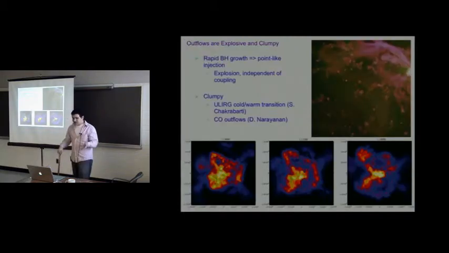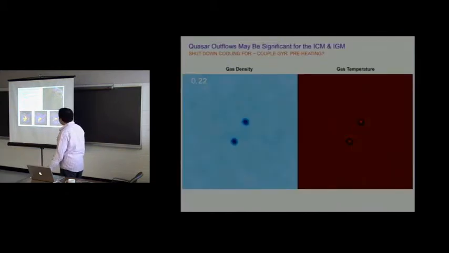You can also make predictions for the detailed properties of these outflows, where these are some examples from Desika Narayanan's work, where he's made models of the CO emission, for example, and you get these sort of clumpy structures. You can look at the predicted line profiles, and they've got all sorts of fun features in them that are potentially indicators of how strong this feedback is and what spatial scales it's relevant on.